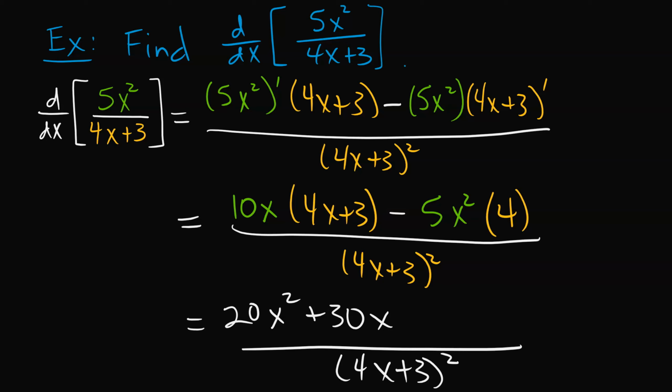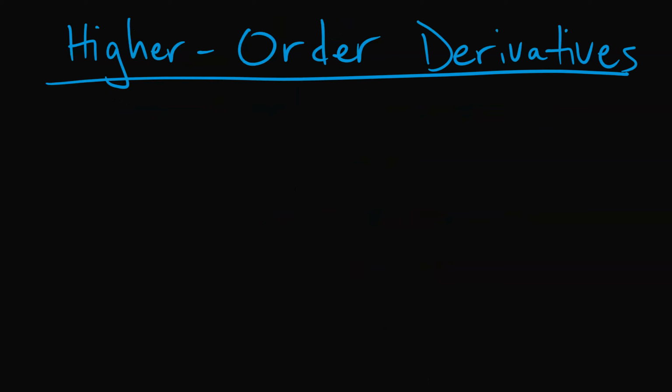But there's nothing that's going to cancel here, so you can just leave it alone and go on to the next problem. Let's move now to talking about higher order derivatives, and there's really not much to say. A higher order derivative is just a derivative of a derivative. The only thing that's really new is the notation. So let's just take a look at what the notation is.